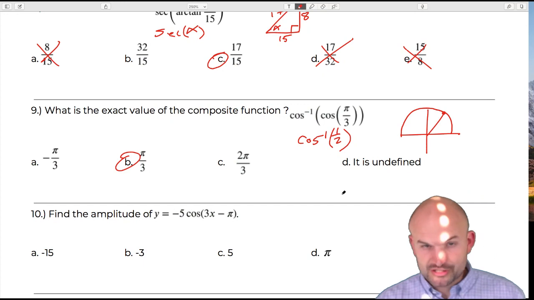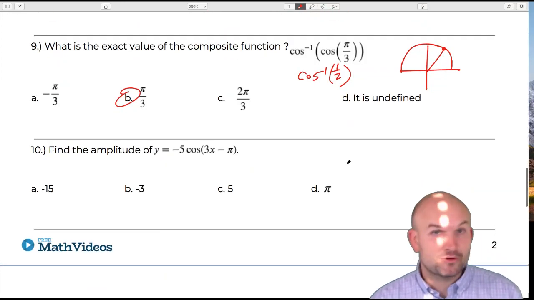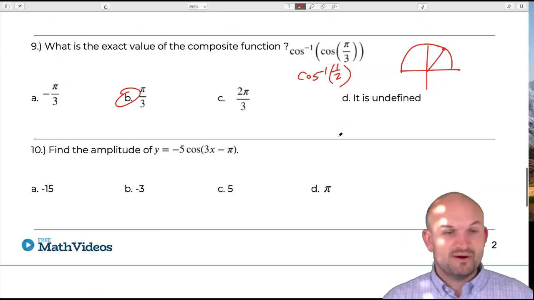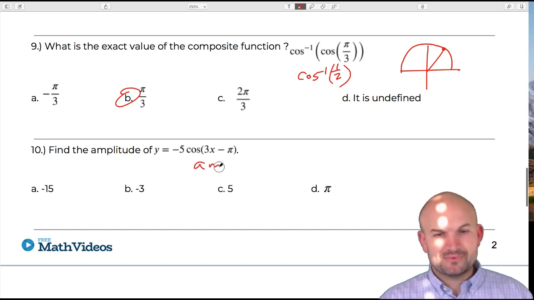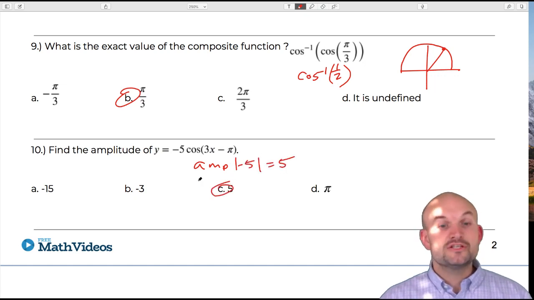Now, number 10 was actually an extra problem. If you noticed on my quizzes, I only give 9 questions, but for some reason, I did an extra problem. So let's just go through this. The amplitude, remember, is the absolute value of A, which is the absolute value of -5, which is 5, which was answer C.